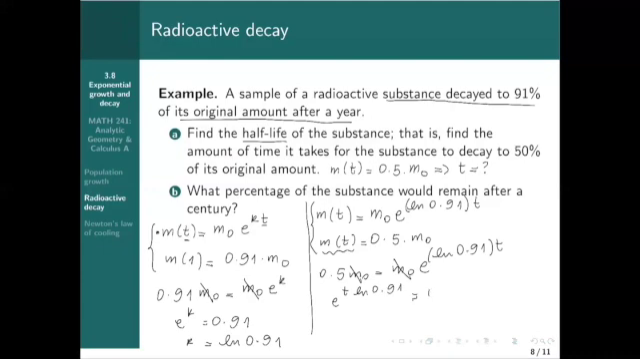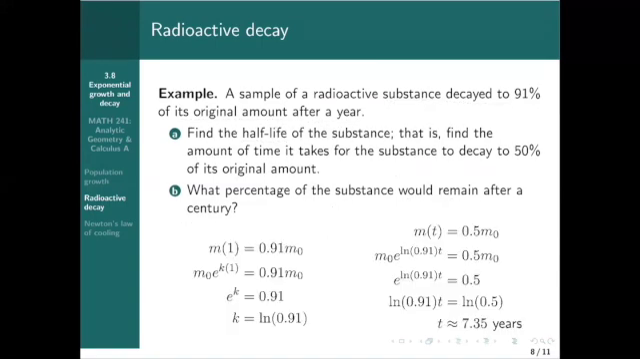is going to be equal to 0.5. We can take ln on both sides, and because ln and exponential are inverse functions of each other, on the left we're going to have t times ln of 0.91, and on the right we're going to have ln of 0.5. So let's divide both sides by ln of 0.91. This is going to be ln of 0.5 divided by ln of 0.91. And at this point, you would need a calculator to find the answer, which is approximately 7.35 years.